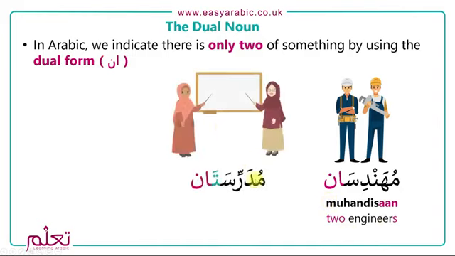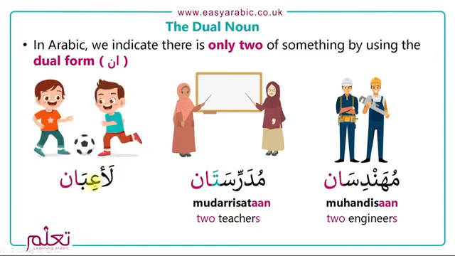Then we have the same one, mudarrisa, which was the feminine word. Now what we have to do here is change the ta marbuta to a normal ta first, and then add alif noon, mudarrisatan, which is 2 teachers. Then we have la'ib, which was a player. So again we add alif noon to the end, it becomes la'iban. So this is your 2 players. So muhandisan, mudarrisatan, la'iban. So that is your dual form of the Arabic nouns.